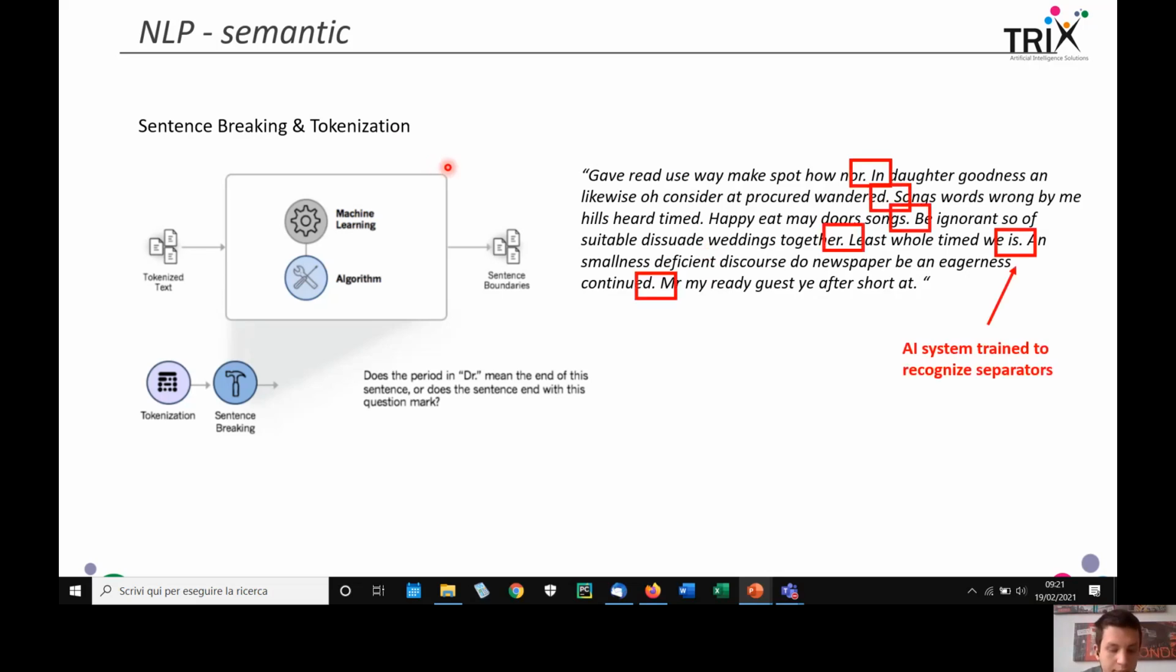The first step is to split the text into sentences, and then split the words of each sentence, called sentence breaking and tokenization. A word is called a token. The system is trained to recognize the point where a sentence ends and subsequently where a word ends.